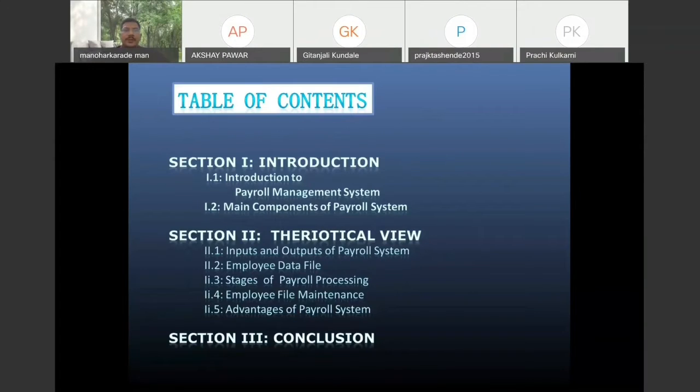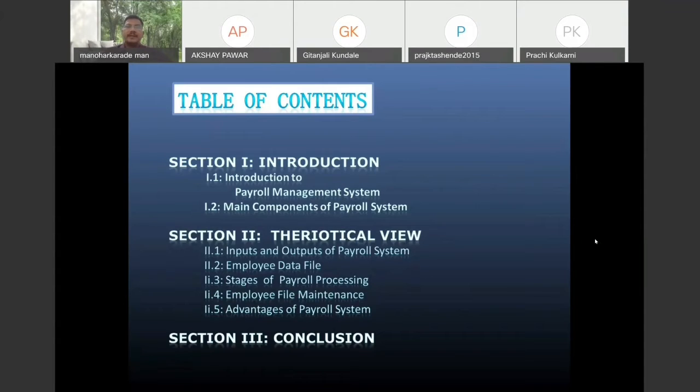So now section 1 deals with the introduction part, payroll management system, and the main components of payroll management system. Then section 2, theoretical views or the points of view which we need to take into consideration. Inputs and outputs of payroll system. Then employee data file, stages of payroll processing, employee file maintenance, advantages of a payroll system. And section 3 talks about the conclusion part.